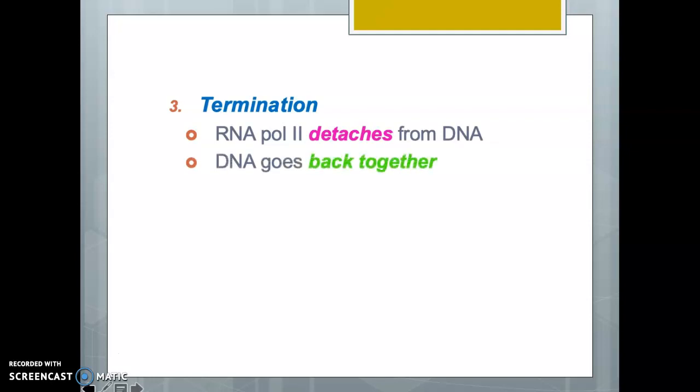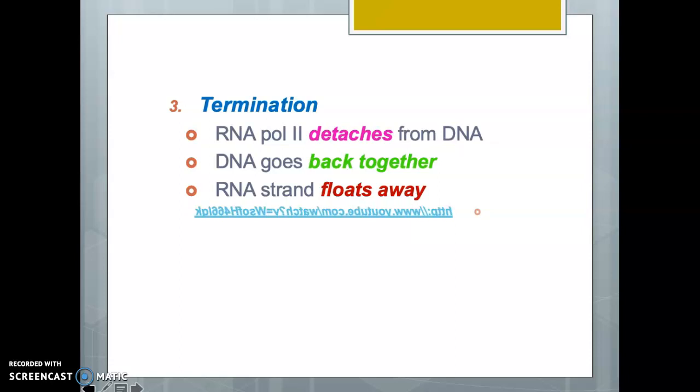Then, because the DNA was never completely separated from the two strands from each other, the DNA can just snap back together, because those hydrogen bonds that hold the DNA together are weak and easily broken, but they are also very easily reformed. And your RNA strand can float away and go out to the cytoplasm to be translated, if that's what it's supposed to do. Or it can go to the nucleolus to be combined into making a ribosome.